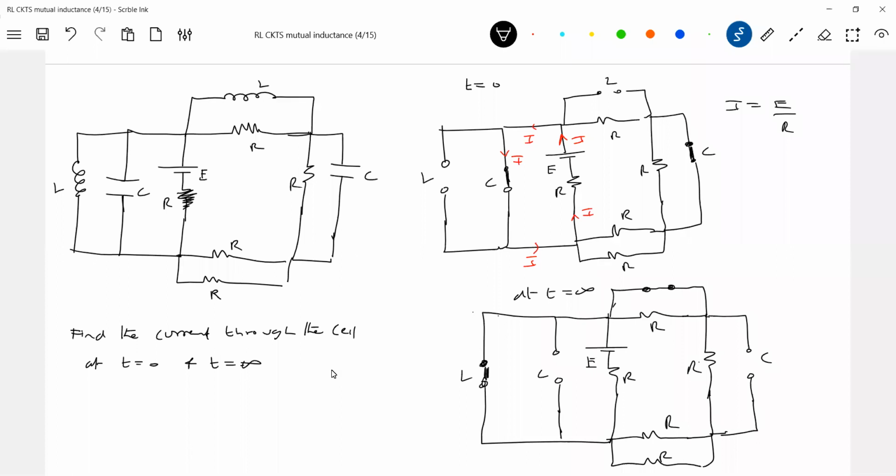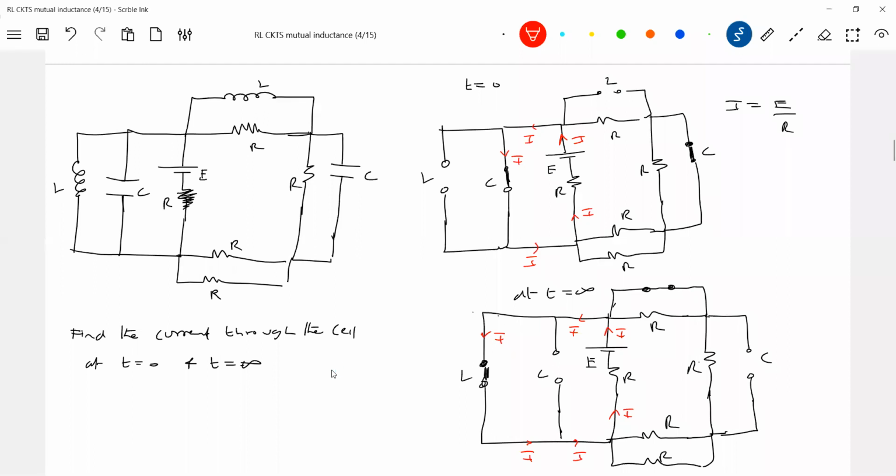So again the same problem. Whatever current is there will take the low resistance path. There's a low resistance path available, so no current will flow in the remaining others. This resistor will be shorted. This will be open. R by 2, 3R by 2 will come in this one. But still the effective.